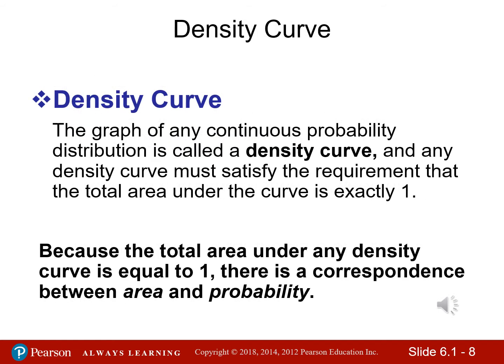Both the normal distribution and the uniform distribution are known as density curves. The graph of any continuous probability distribution is called a density curve, and any density curve must satisfy the requirement that the total area under the curve is exactly 1. Because the total area under any density curve is equal to 1, there is a correspondence between area and probability.